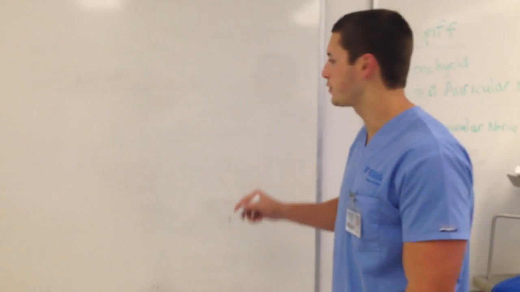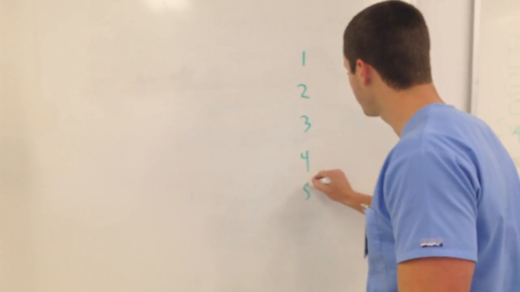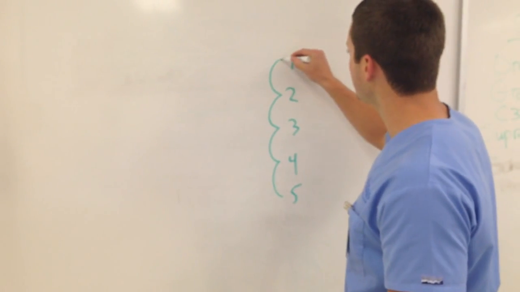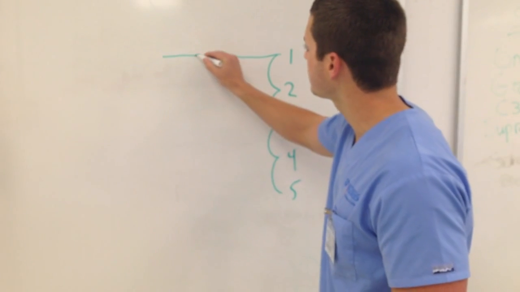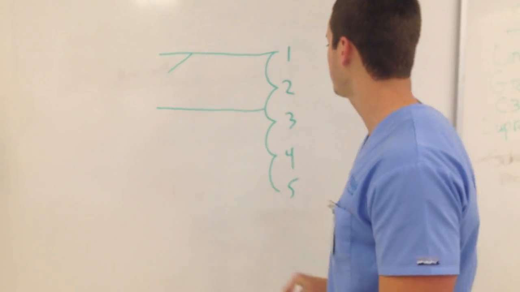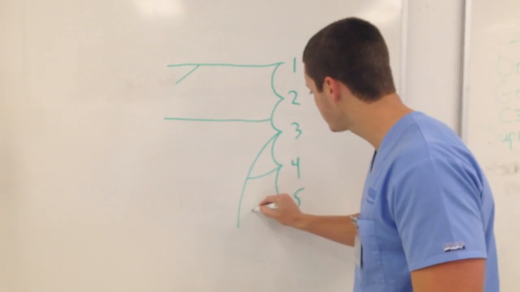Let's look at how to draw the cervical plexus. 1, 2, 3, 4, 5. These are our 5 cervical nerves. So let's connect them all. Then we're going to have one branch going from cervical nerve 1 over, that gives 2 branches. And we have between 2 and 3 another line going here. We have one more line going down from 3, 4, and 5.